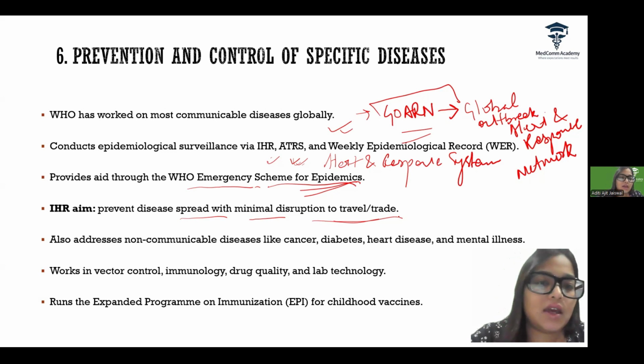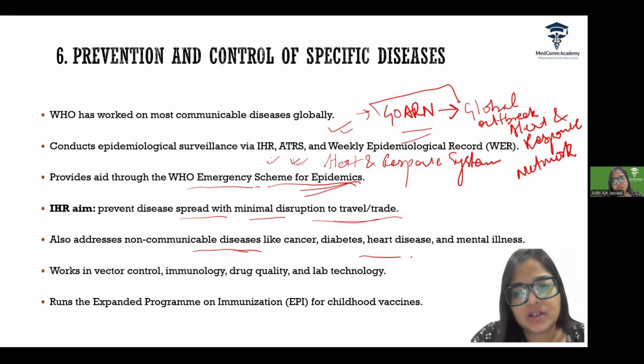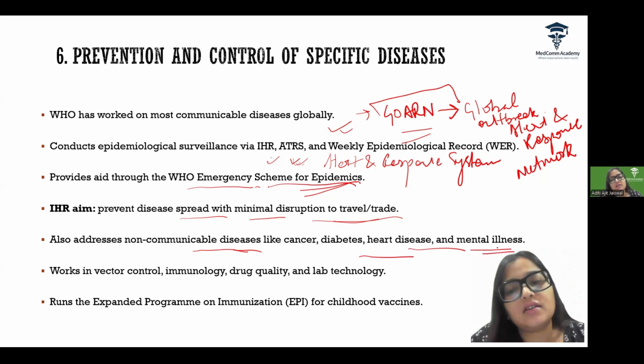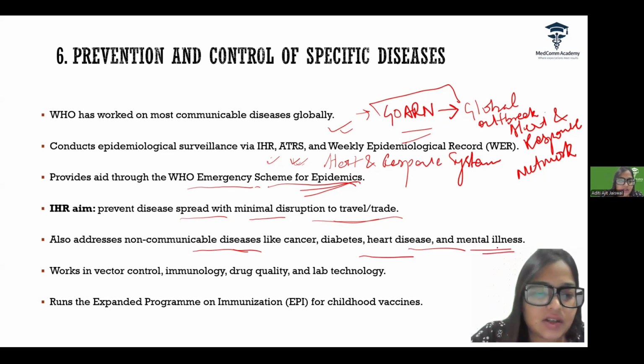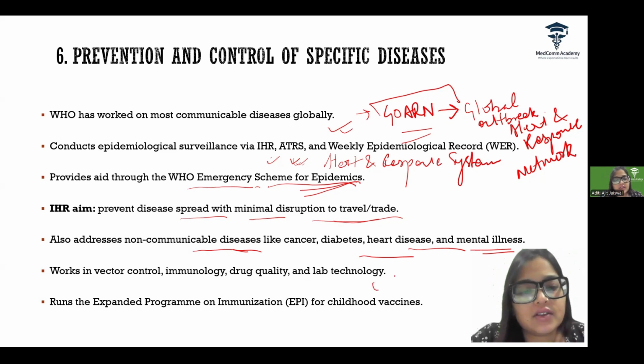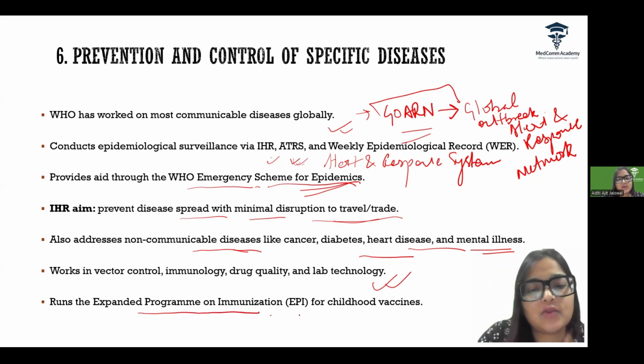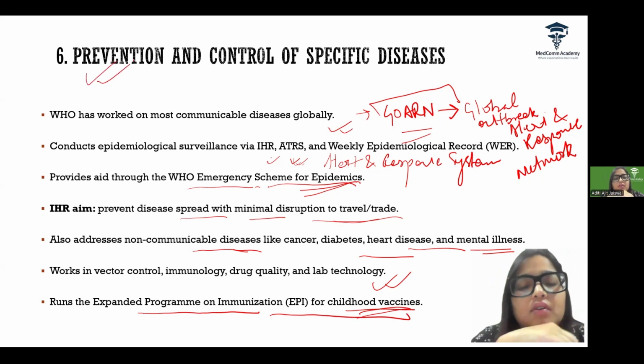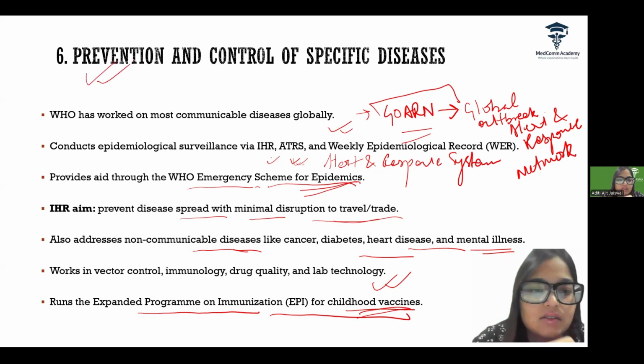globally. And WHO also addresses NCDs like cancer, diabetes, heart diseases, or mental illnesses like depression and anxiety. It works in vector control, immunology, drug quality, lab technology, etc., and also runs the expanded program on immunization for childhood vaccines. So all these activities are under the prevention and control of specific diseases.